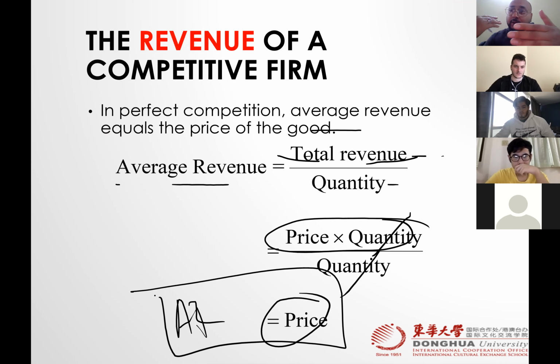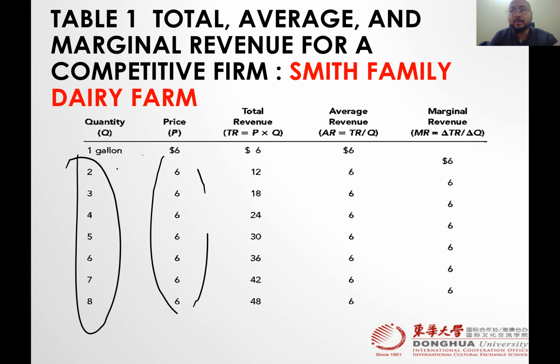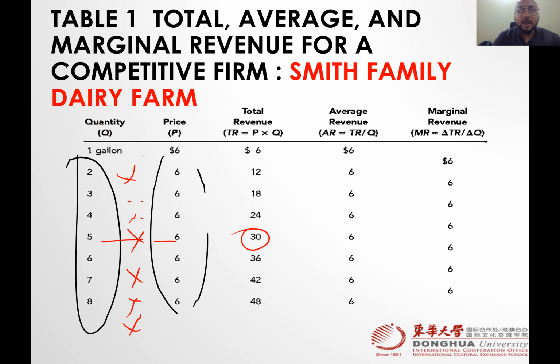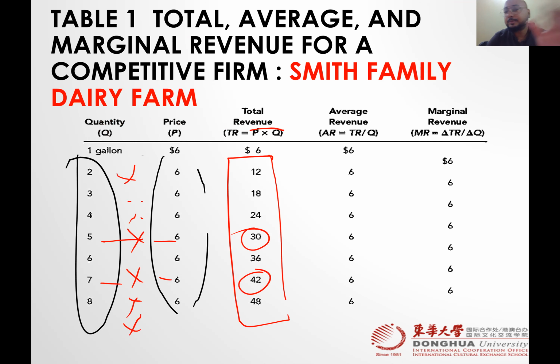How? We have proved it through this table, through Smith's family dairy farm. So here, this is the quantity, this is the price. How can we find out the total revenue? Total revenue is equal to price into quantity. So where did this 30 come from? 5 multiplied by 6. Where did this 42 come from? 7 multiplied by 6. So you see, total revenue is basically equal to price into quantity, right?